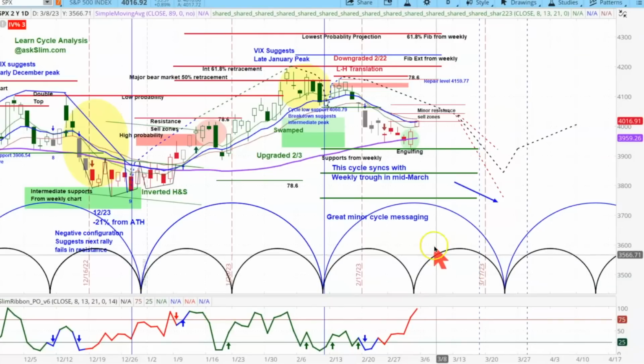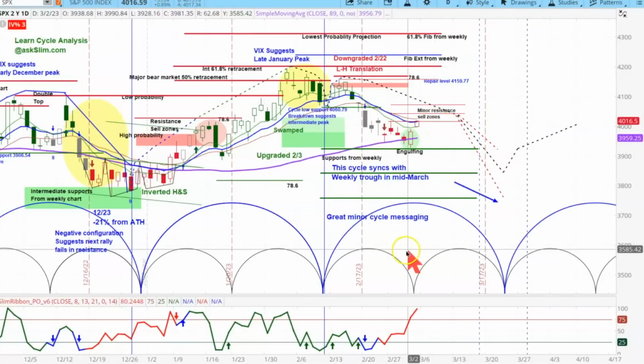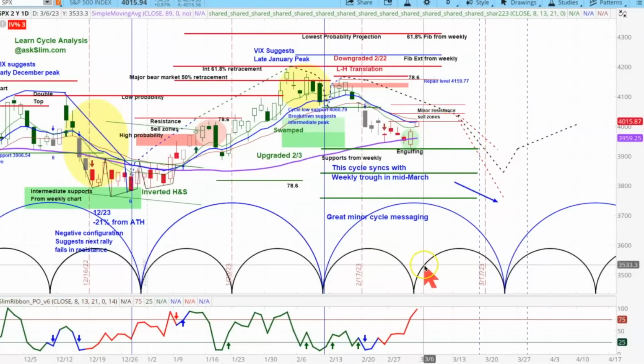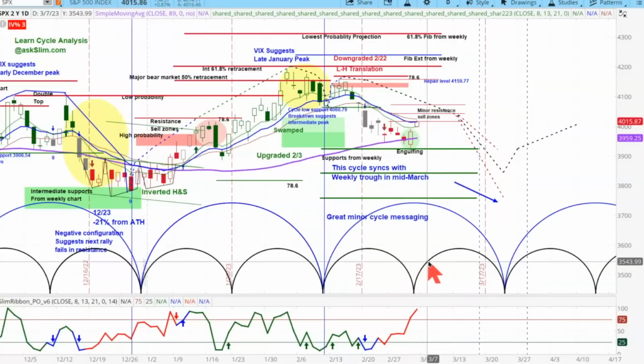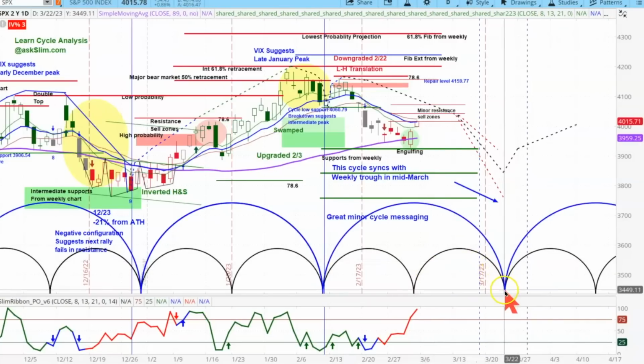Yes, we have had these minor resistance sell zones here on our charts, saying that we thought when the bounce came in the minor cycle, that would get you up to those levels, and then it would fail and begin to come down again.